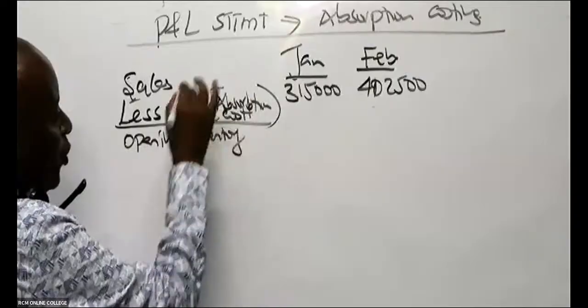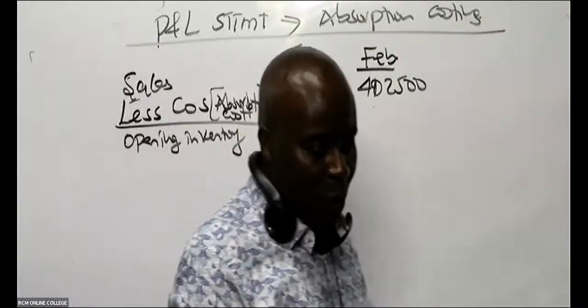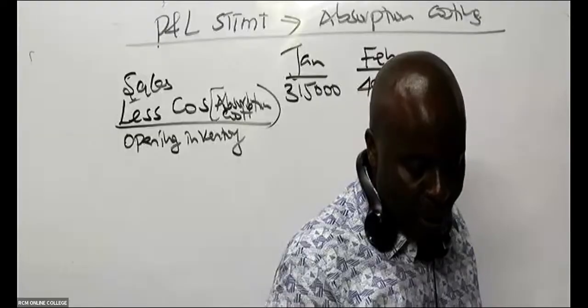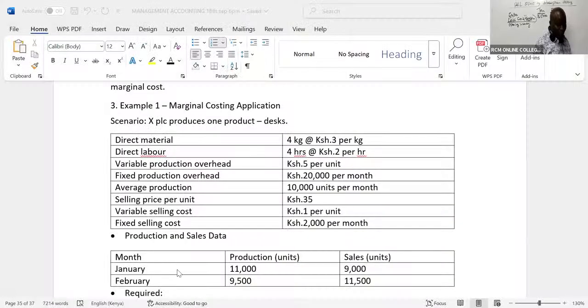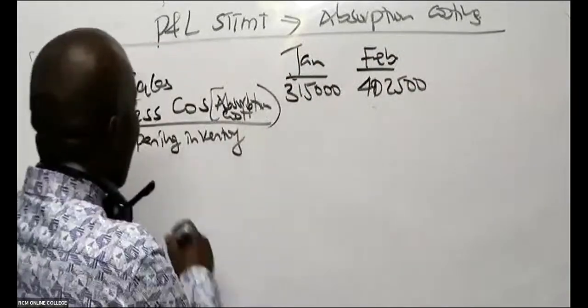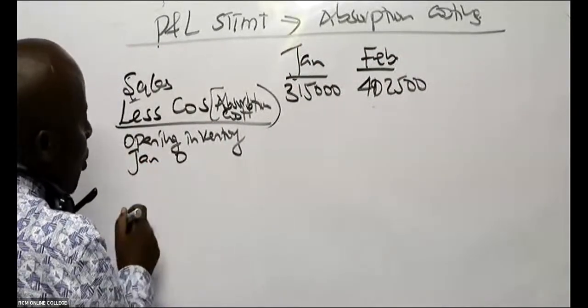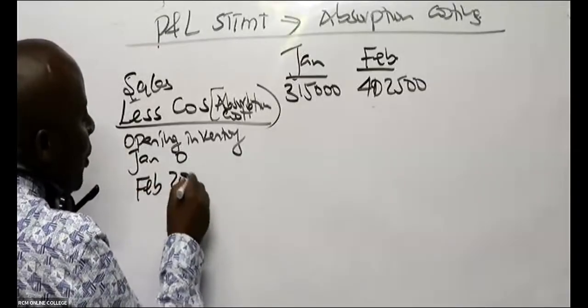Opening inventory. If you look at this, in the month of January, we produced 11,000 and we only sold 9,000. So we have a scenario of closing inventory. So opening inventory is 0, isn't it? But February opening inventory, you gave me 2,000. So January opening inventory is 0, but February opening inventory is 2,000.